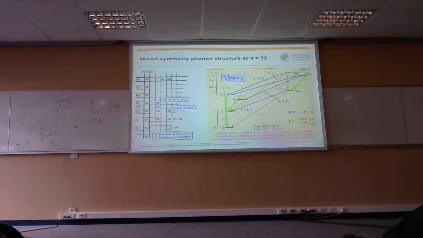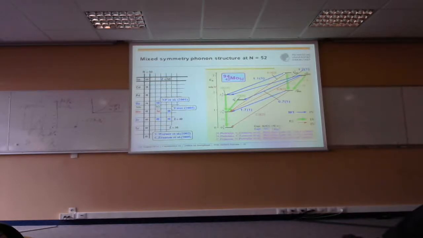The 1+ can decay only to the 2+2 here, and the 3+ by M1. M1 can change spin only by 1 unit of h bar. So the 3+ can decay to the 2+2 and to the 4+1. And also these M1 matrix elements are large, 1.2 nuclear magnetons for this transition and 0.7 nuclear magnetons for the first 4+.